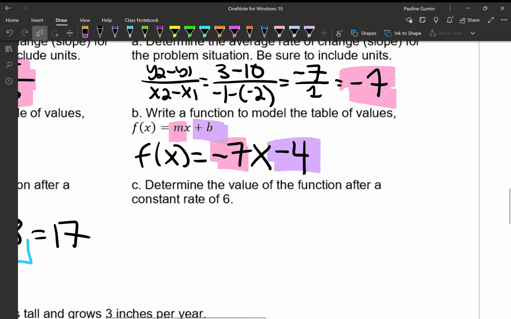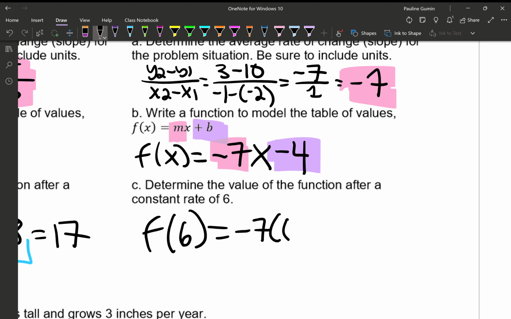Letter C. Determine the value of the function after a constant rate of 6. That means we plug 6 into our function. Again, this part should definitely be done in your calculator, but since I'm your calculator, -7 times 6 is -42, minus 4 is -46.